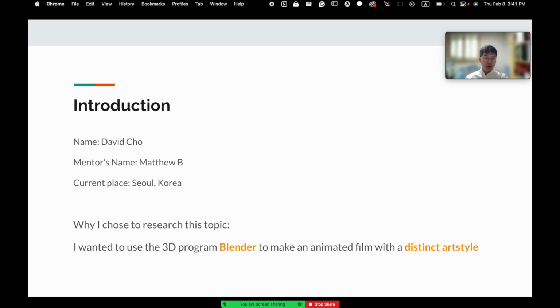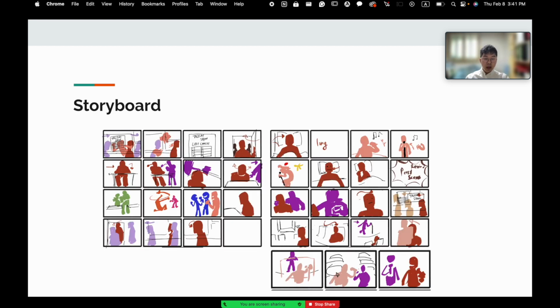The reason I chose to research this topic was that I wanted to use the 3D program Blender to make an animated film with a distinct art style. As you take a quick glance at the storyboard that I made, the story is basically about a boy finding the courage to stand up on stage with the help of his friend.